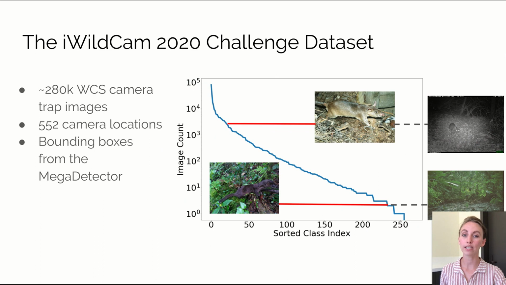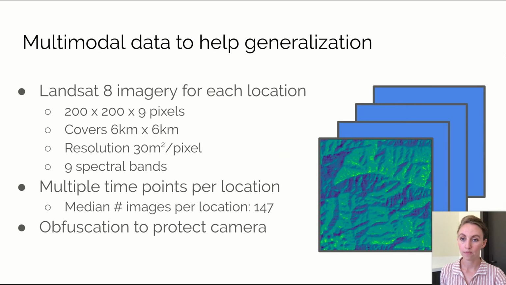The iWildCam 2020 dataset is provided by the Wildlife Conservation Society. There are 280,000 WCS camera trap images, 552 camera locations, and we've provided bounding boxes from the AI for Earth megadetector. In order to help tackle this generalization challenge, we've also provided multimodal data.